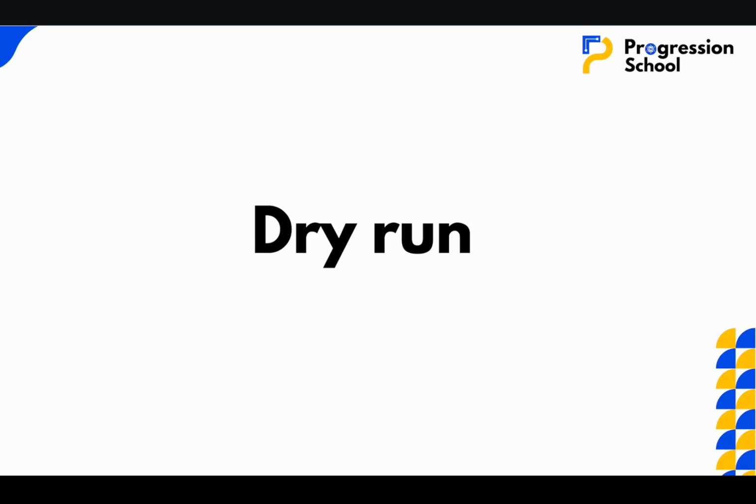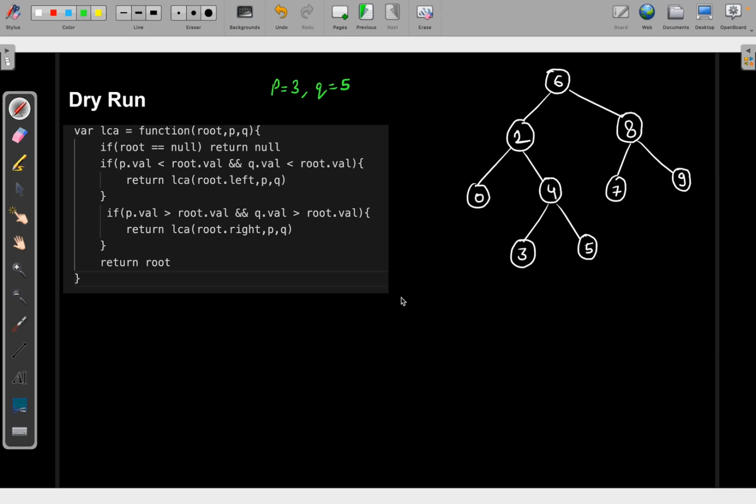In this video, we will see a dry run of the code. So now let's do a quick dry run of this code. Here, this is my root node, which I will denote with R, and we have P with this one and Q with this one.